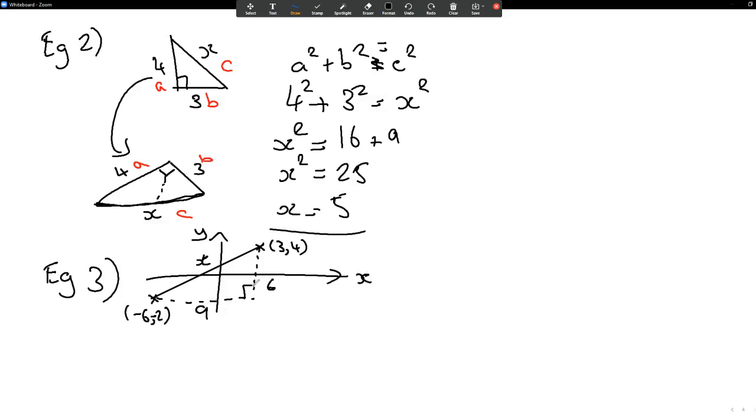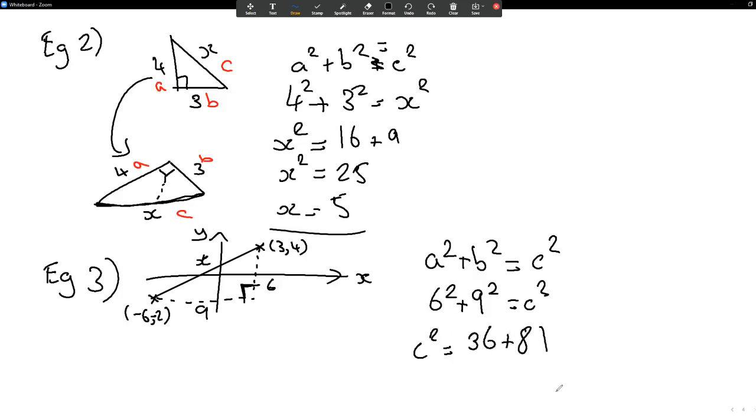And now, because this is a right angle, we can use Pythagoras to give us 6 squared plus 9 squared equals c squared. So I get c squared equal to 36 plus 81, which is, well, 80 plus 30 is 110, so it's 117. And so c equals root 117. Like so.